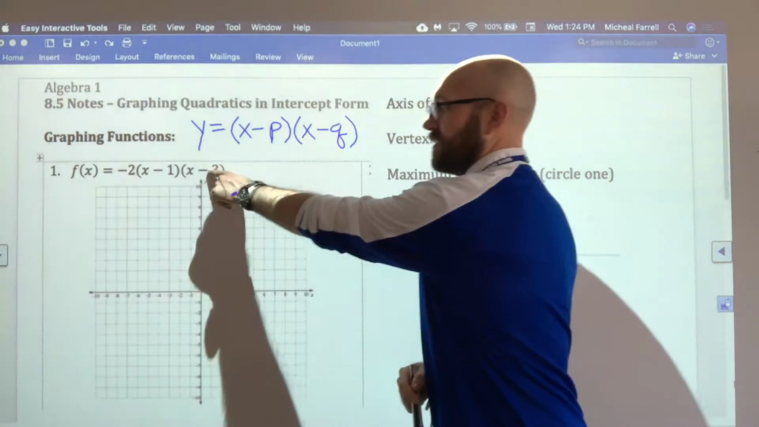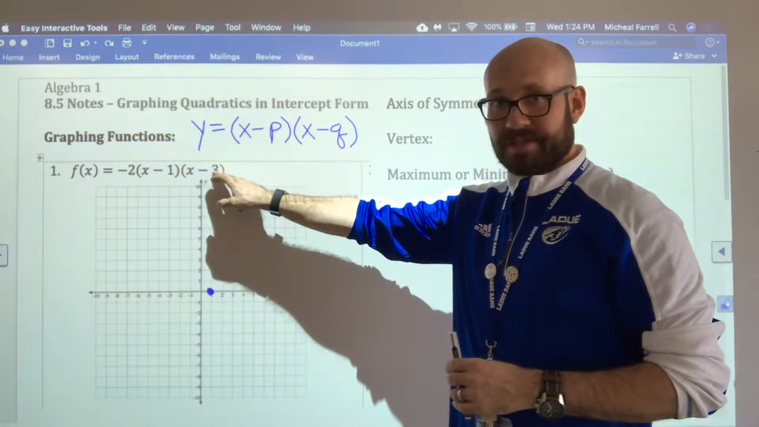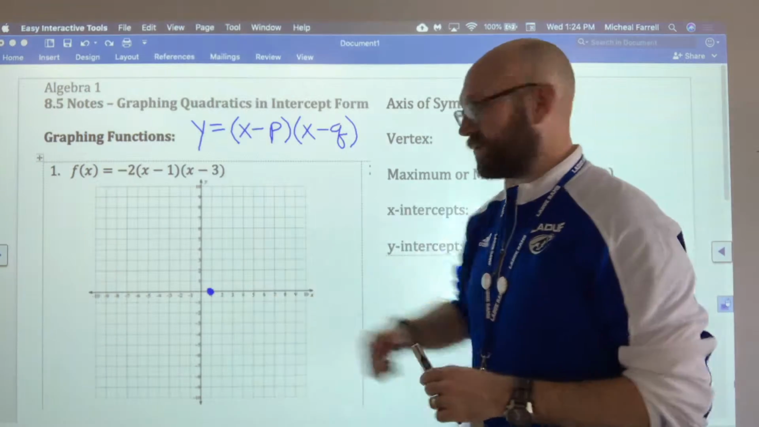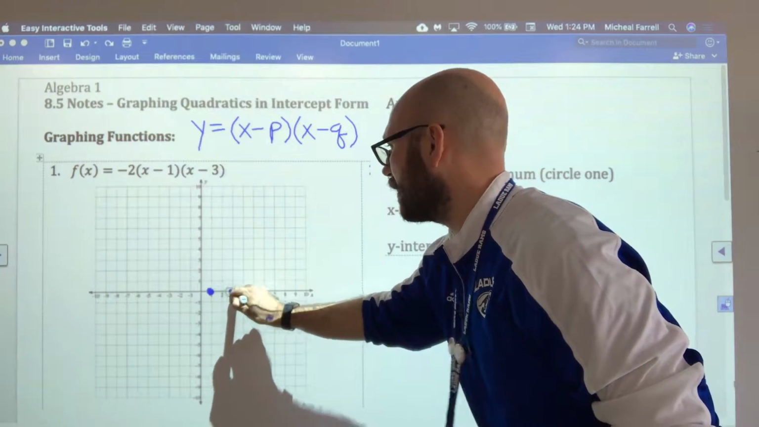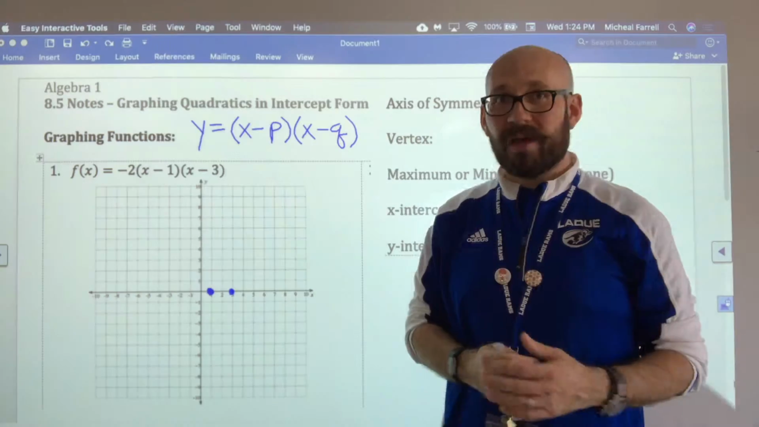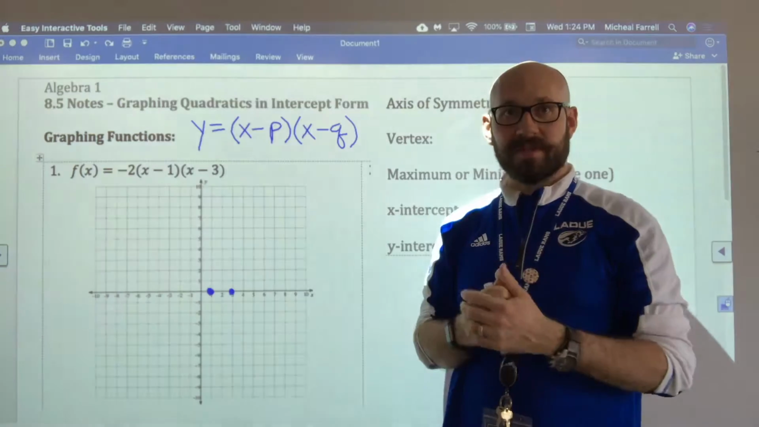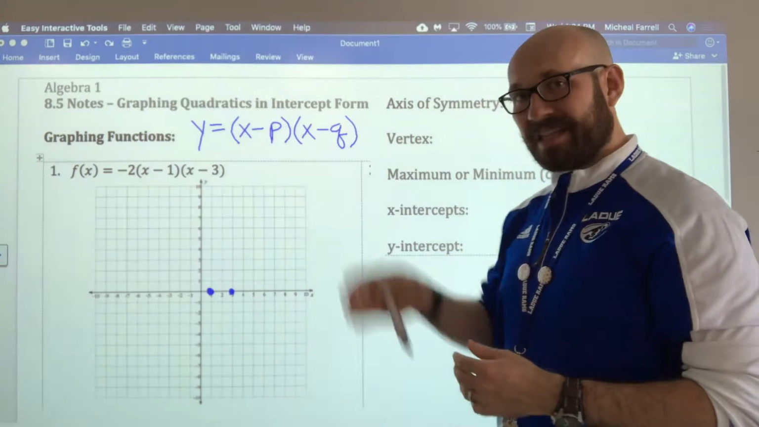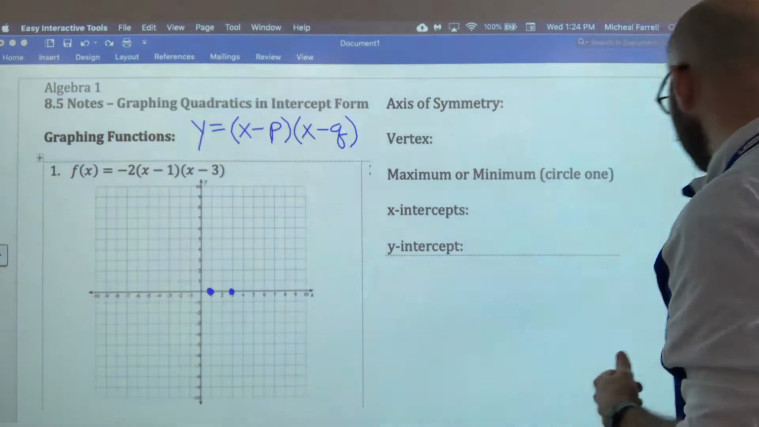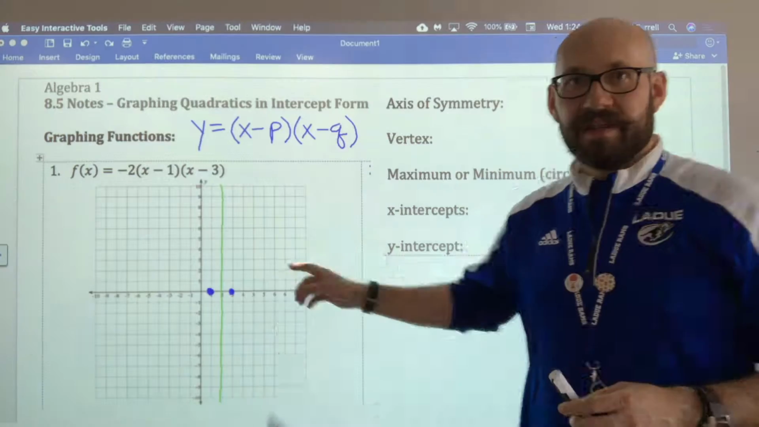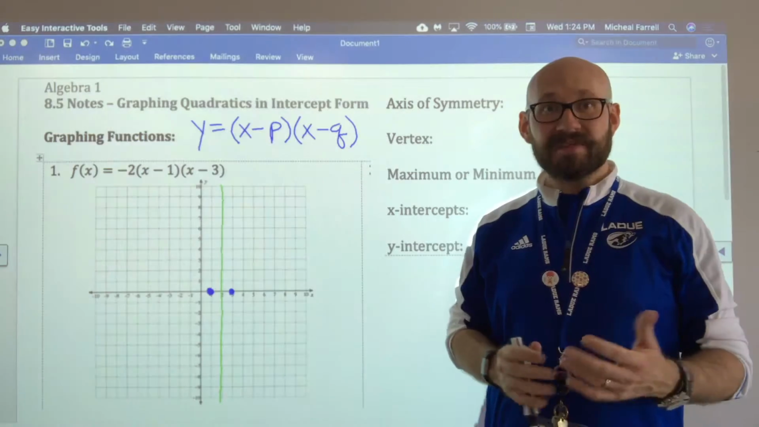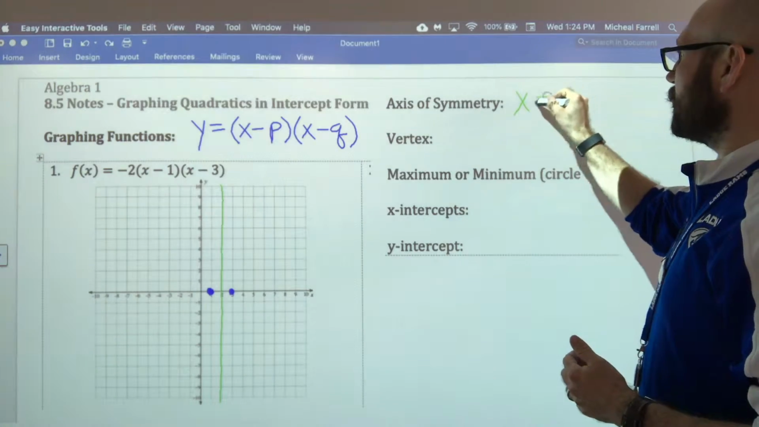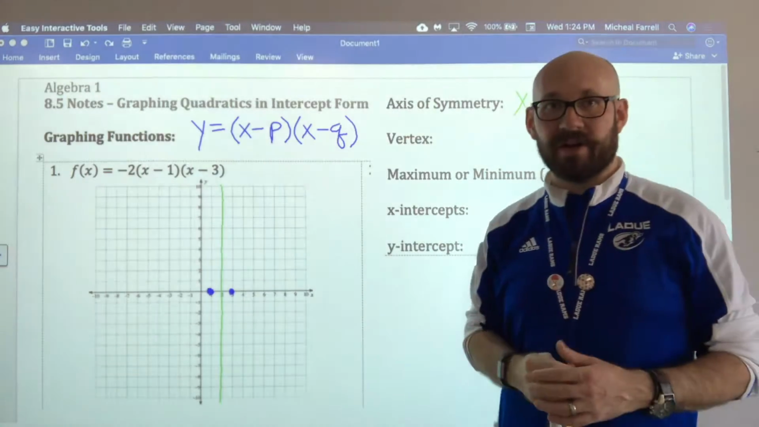And then I look at the next one, the same thing here. The value of q is 3, so that means I'm going to plot a point at x equals 3. Now, the cool thing about parabolas is that they're all vertically symmetrical. So I'm going to sketch an axis of symmetry that is exactly halfway between 1 and 3. Here it goes. This axis of symmetry happens to be at an x value of 2. So we can go ahead and write that down. We know our axis of symmetry is at x equals 2. It's exactly halfway between our intercepts.